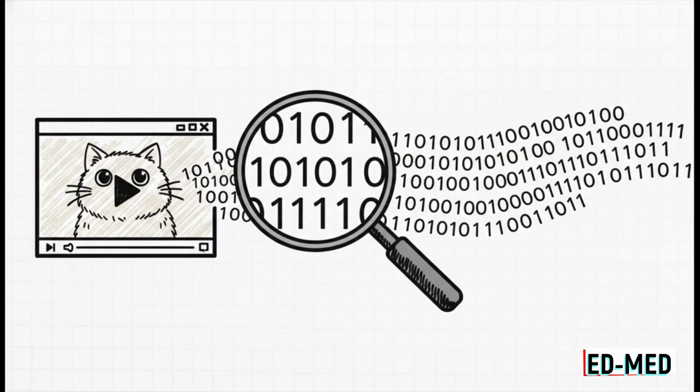So get this, that hilarious cat video you just watched? Well, as far as the internet is concerned, it's not a cat. It's just a gigantic, perfectly organized sequence of zeros and ones that represents every single pixel and every bit of sound. Kind of takes the cute factor down a notch when you think of it that way, huh?